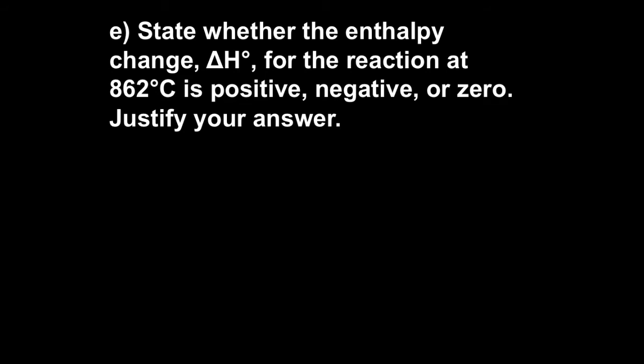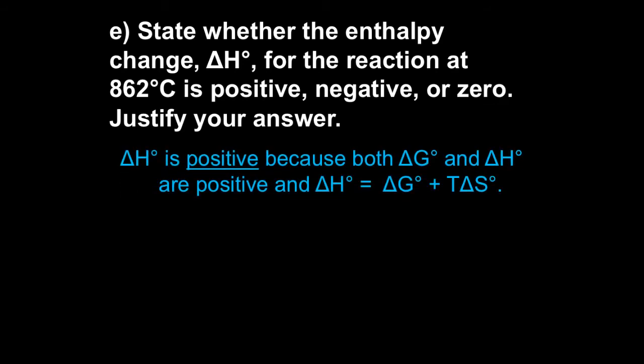Question E. State whether the enthalpy change, delta H, for the reaction at 862 Celsius is positive, negative, or 0. Justify your answer. So in this question, we're going to use the equation delta G equals delta H minus T delta S, and after plugging in the values that we found for delta G and delta S, we can find that delta H is positive. So you just need to plug in the signs to the equation.